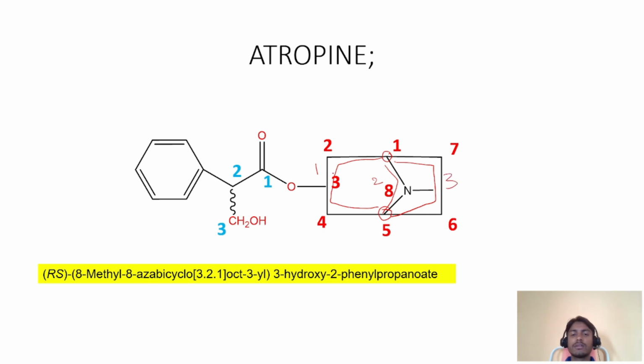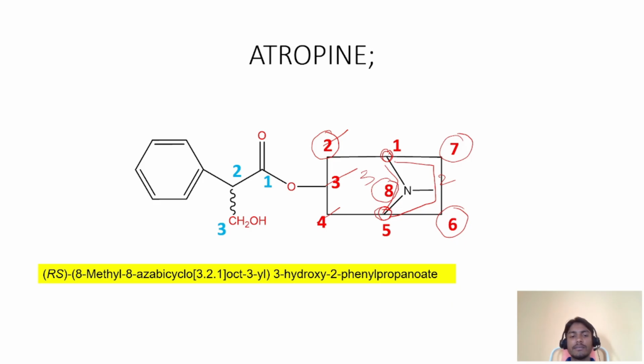When it comes to these 3 bridges, the first bridge is containing 3 atoms. We cannot consider the head atoms for the bridging. See, 1, 2, 3 atoms are there. The second bridge is this one. The second bridge is containing 1, 2 atoms. The third bridge is containing only 1 atom.